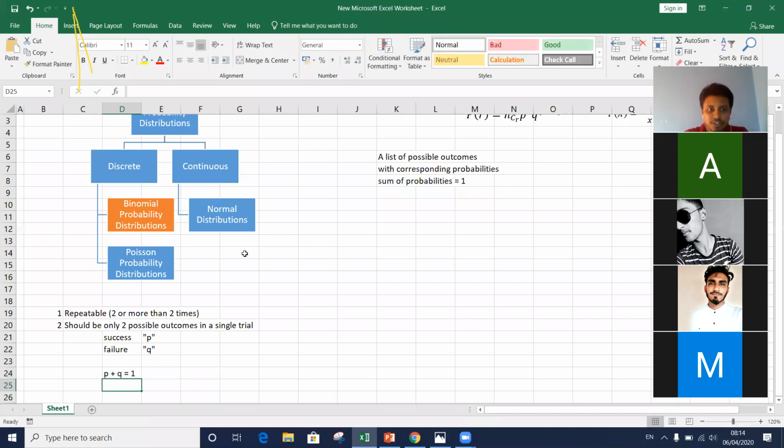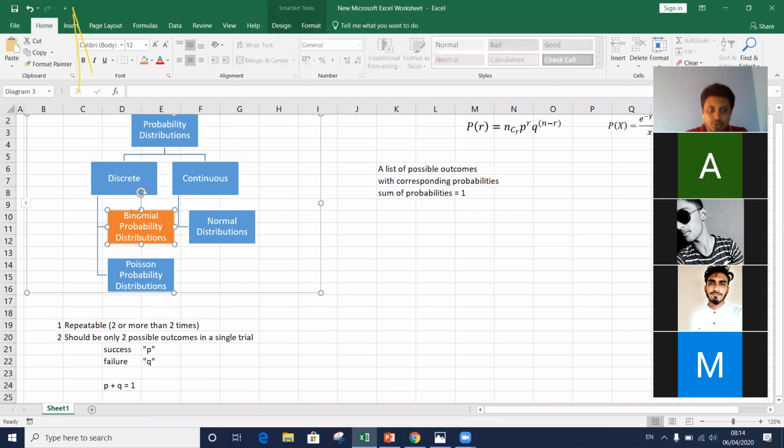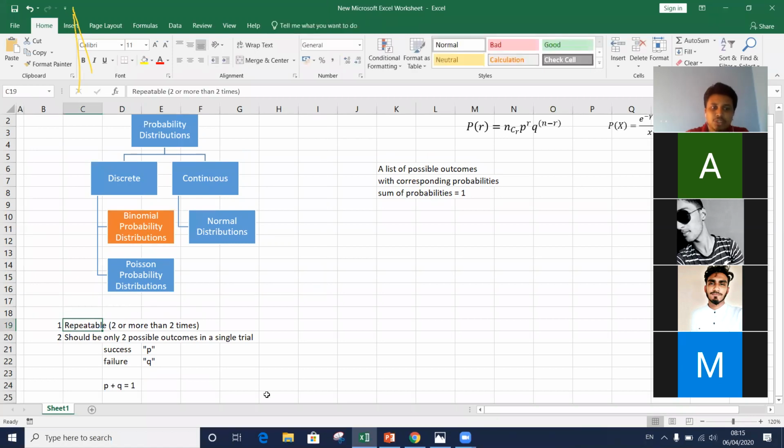Right? You know, first we should be able to identify a binomial probability distribution. For a probability distribution to be a binomial probability distribution, the experiment should be repeatable. It means we should be able to do that particular experiment two or more than two times. Apart from that, if we consider a single trial, there should be only two possible outcomes. Whatever the two possible outcomes in a single trial, we should identify as success and failure. So successes we denote by letter P, failures we denote by letter Q, right?